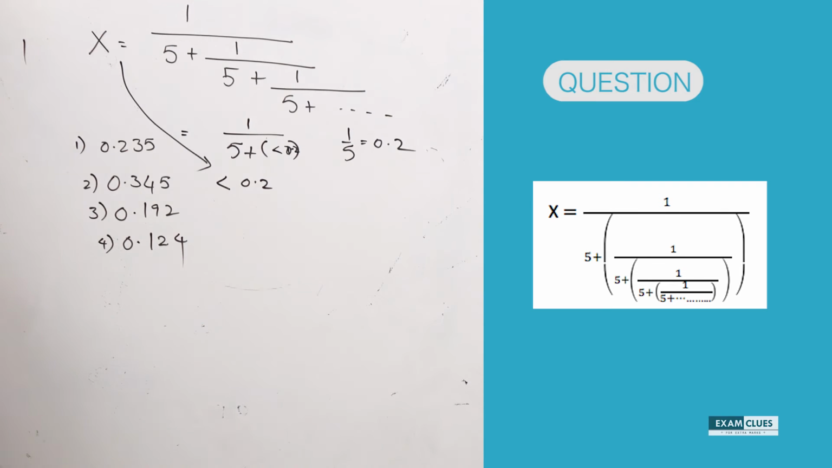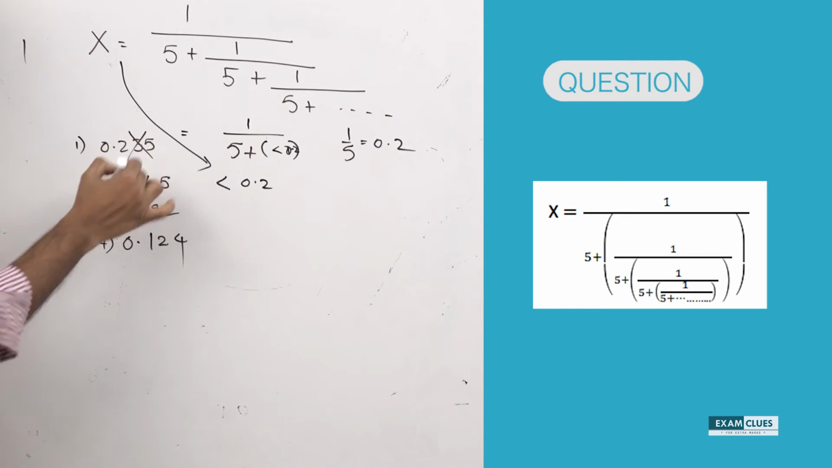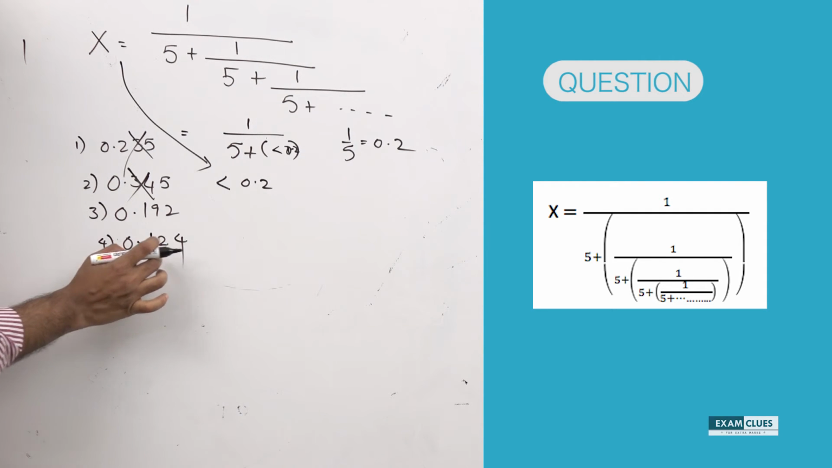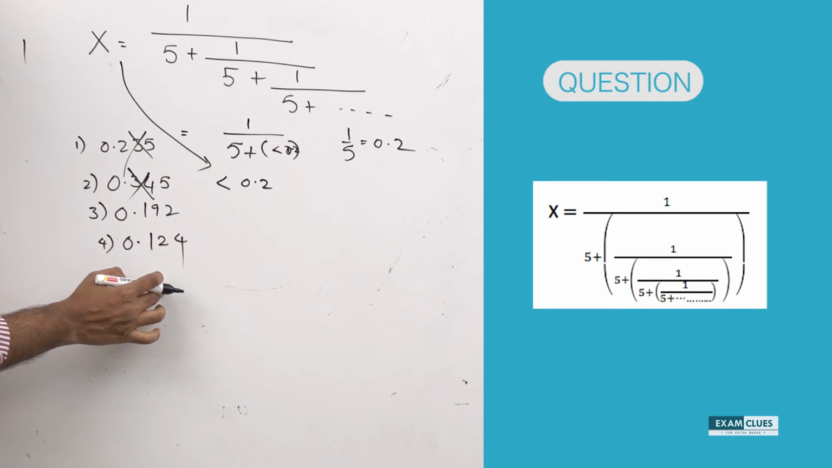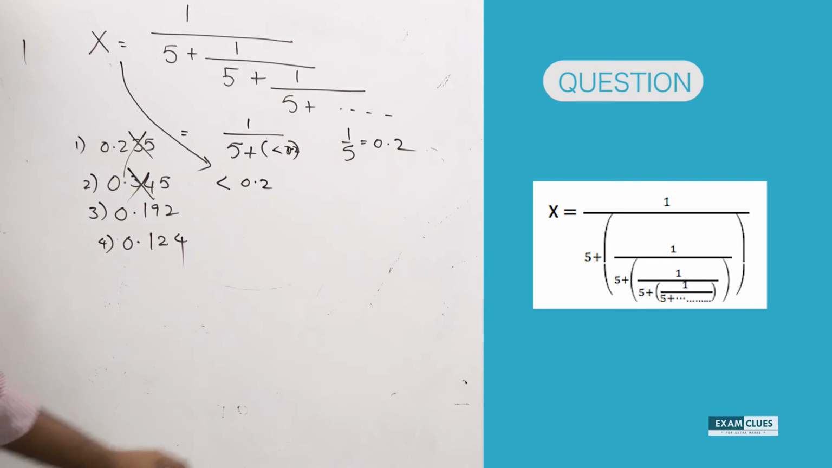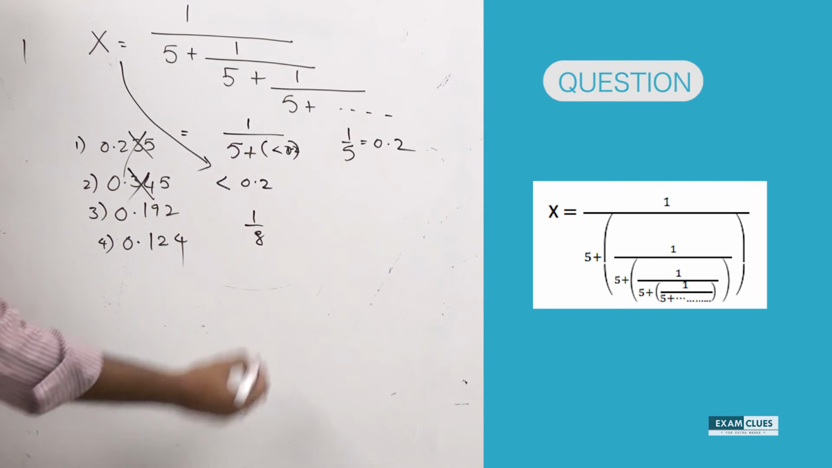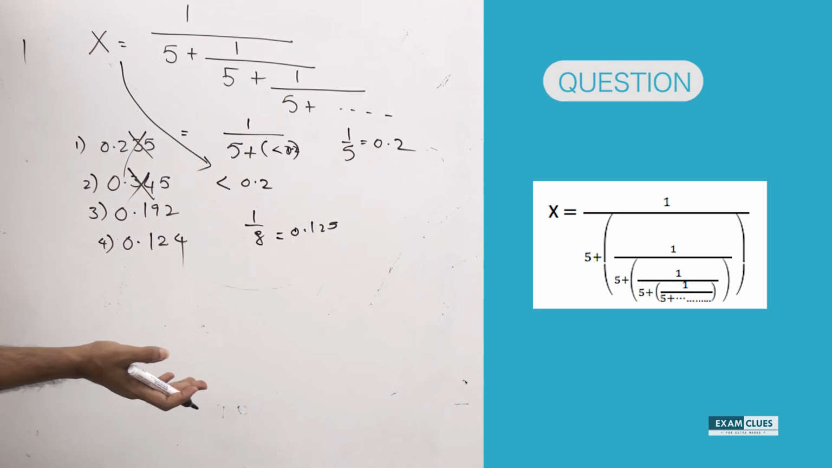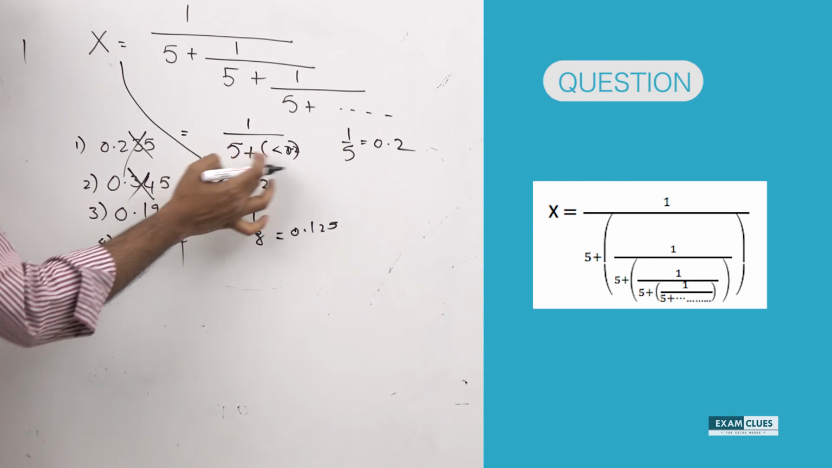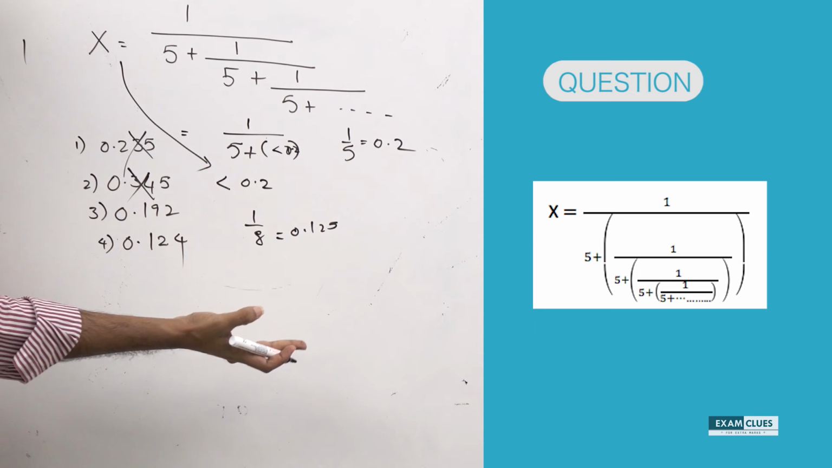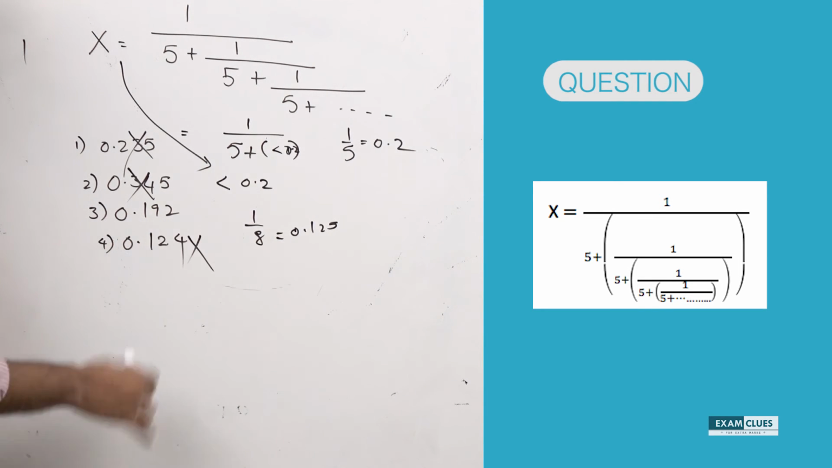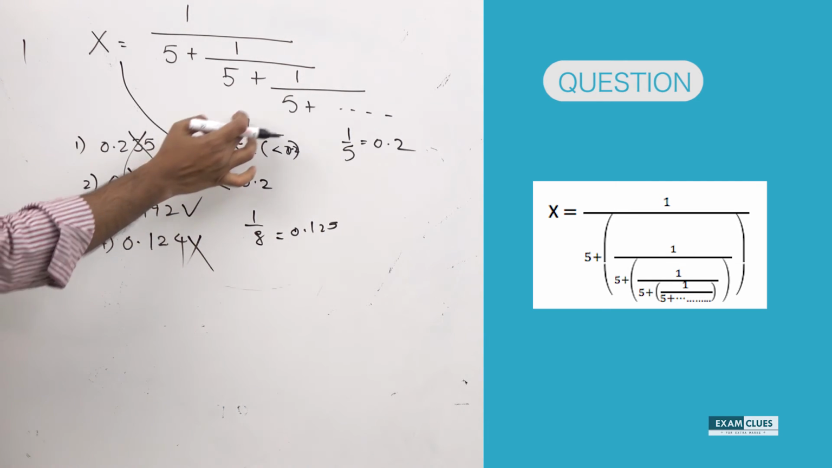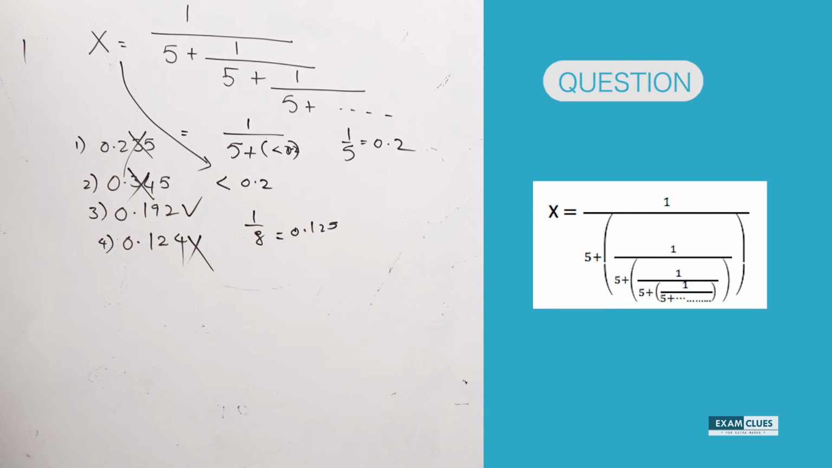than 0.2. So if you look at the answers, this can be eliminated, this can be eliminated. Here another option is 0.124. 0.124 is actually even less than 1 by 8. 1 by 8 is 0.125. But this is 0.124. And this value can never be more than 5.2 first of all. So this cannot be the answer. Simply the answer is 0.192, because that is the closest thing when you divide 1 by 5.2.